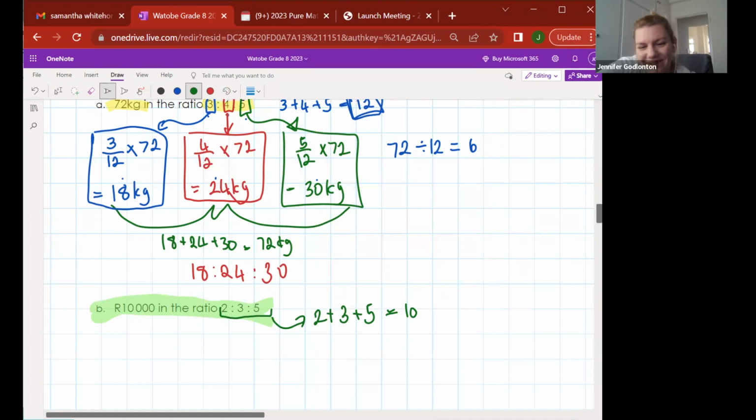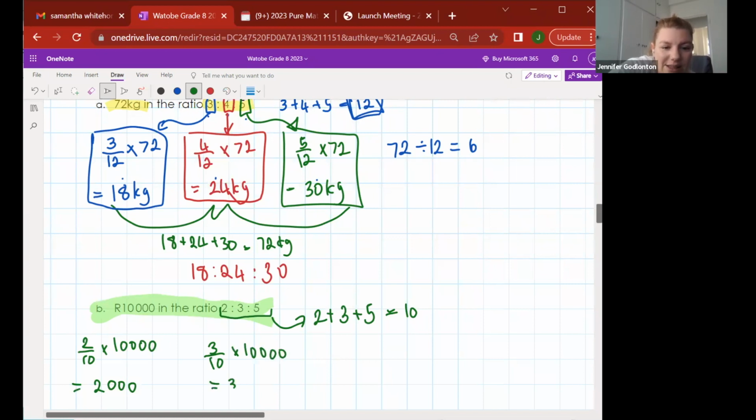Okay, so for this one, when we add them together, we get a lovely answer of 10. And so I'm going to just keep it in the exact same format. So I'm going to say 2 over 10 times 10,000, and that gives us 2,000. Then we've got 3 over 10 times 10,000, which gives us 3,000. And 5 over 10 times 10,000, which gives us 5,000.